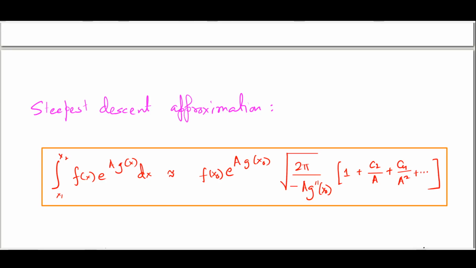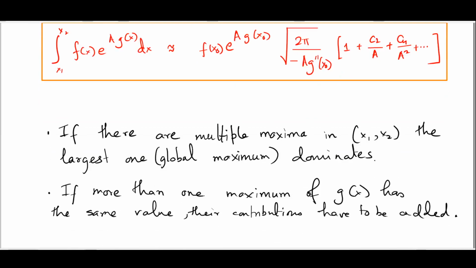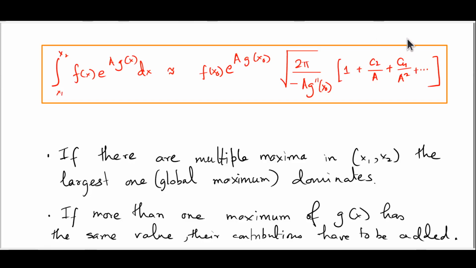So for large enough a, you can even ignore all these terms and stick to this particular approximation for the integral: f of x0 e to the power a g of x0 times the square root of 2 pi by minus a g double prime x0. Now there are a few points which have to be borne in mind here. If there are multiple maxima in this interval from x1 to x2, then the largest one, the global maximum, dominates. If more than one maximum of g of x has the same value, their contributions have to be added together. Let me now illustrate all that we have talked about by taking a look at a few examples.